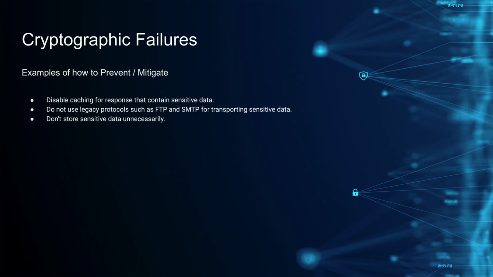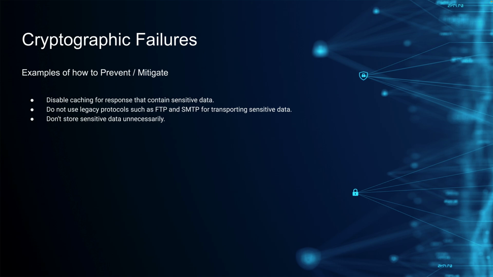And then how to prevent and mitigate. A few examples is, for example, never to cache responses that contain sensitive data. That should never be cached anywhere, not on the user's page by you programmatically having set cache for that, or in the backend. Then you should avoid legacy protocols such as FTP and SMTP. You should never use those for file transfer. There are secure protocols for that.